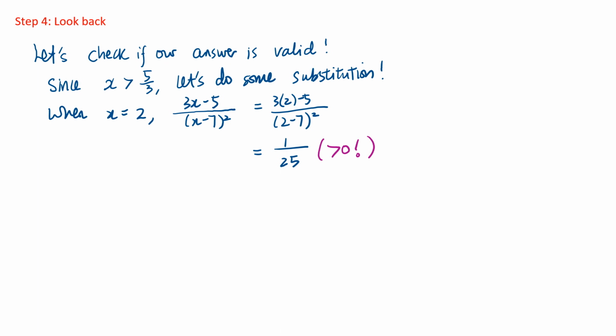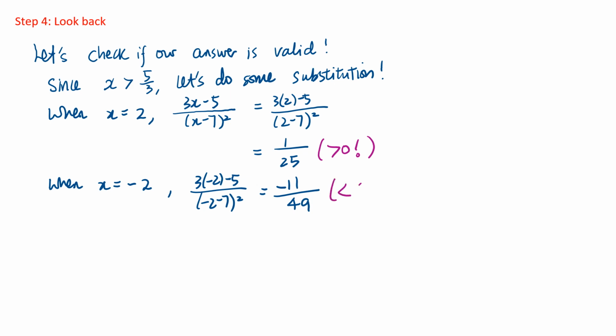What happens if I choose something that is less than 5/3? Choose x equals -2, and you end up getting -11/49, which is clearly less than 0. So it goes to show that the values must be more than 5/3. You can try any other values more than 5/3 and you will end up getting a positive value. Hence, our answer is reasonable.